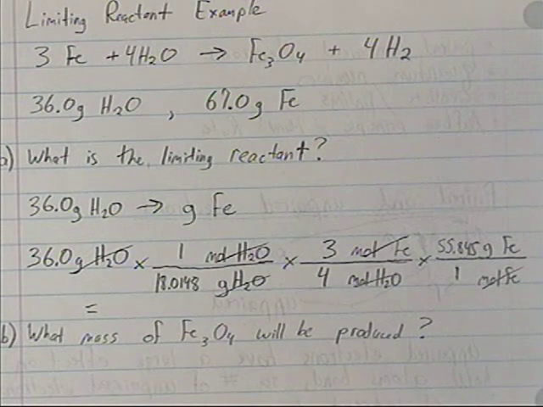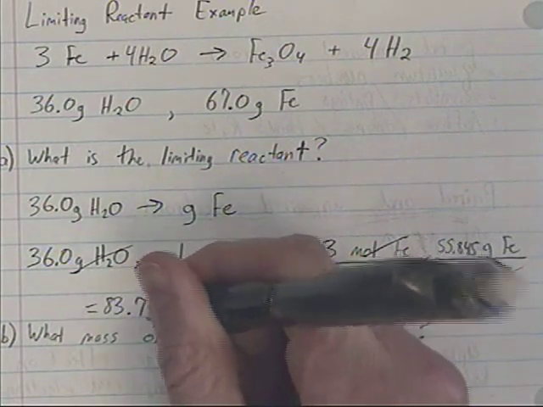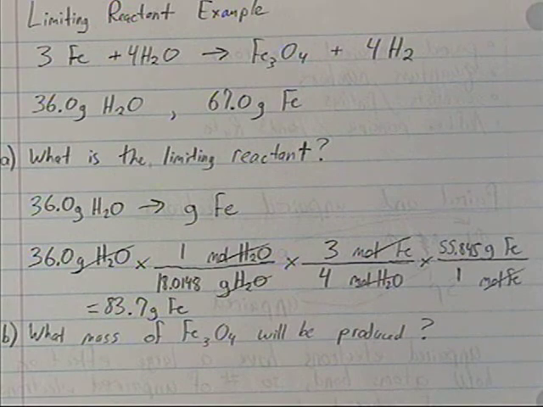Moles of iron cancel, and when we plug this into the calculator, we get an answer of 83.7 grams of iron. So what this means is that in order to react 36 grams of water completely, I would need 83.7 grams of iron. But I don't have 83.7 grams of iron. I only have 67 grams of iron. That tells me that I don't have enough iron to react all of this water.